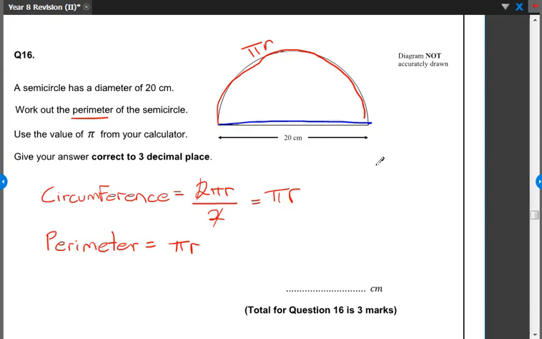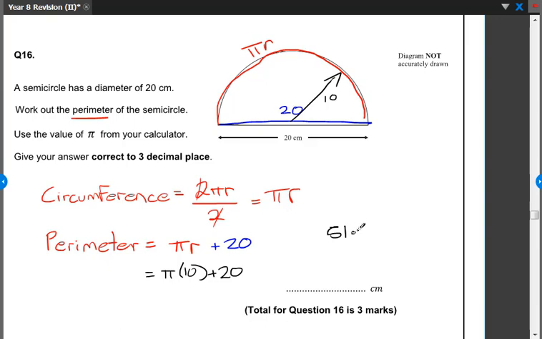Now the diameter is 20, right? So it's pi r plus 20. So that equals pi times, oh, what's r? Well, if the diameter is 20, the radius is 10. So it's 10 pi plus 20.